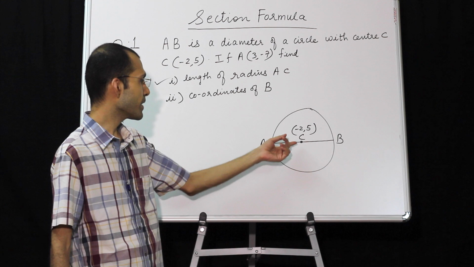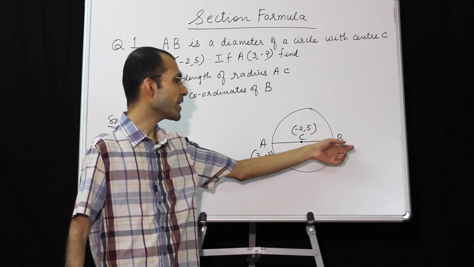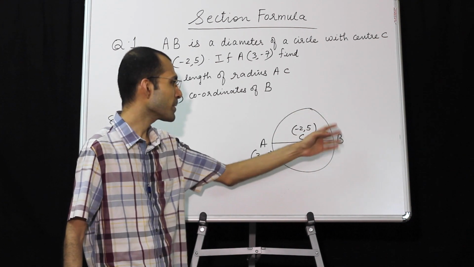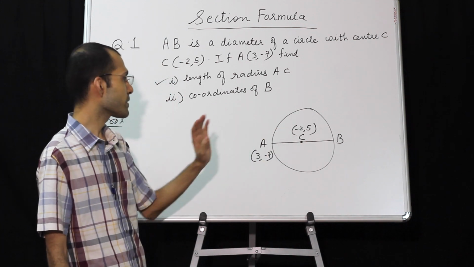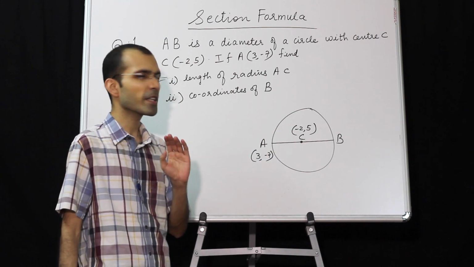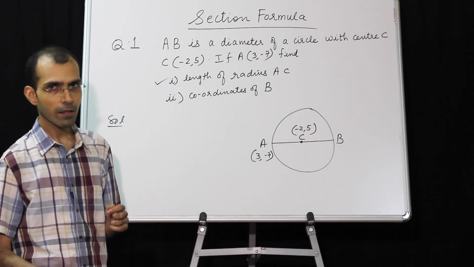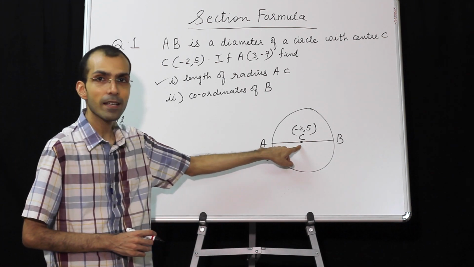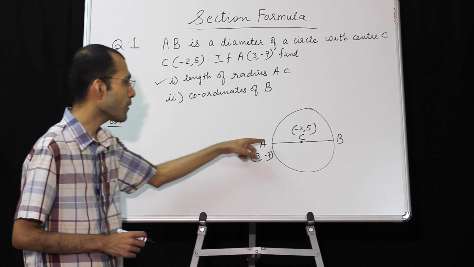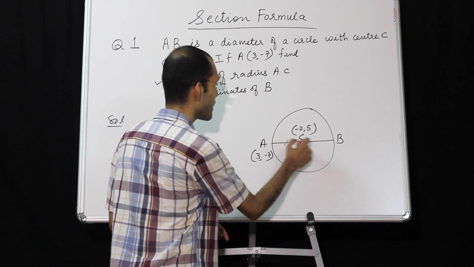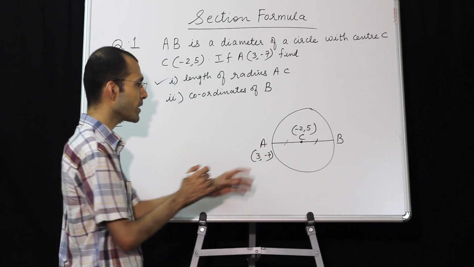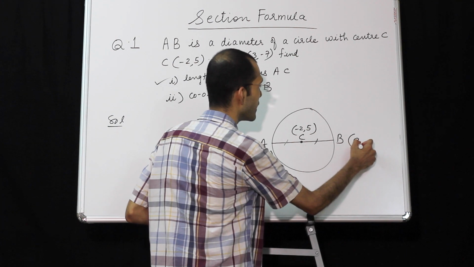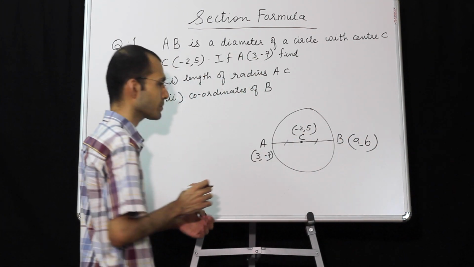Definitely, because C is the center. So you take B as x, y or P, Q and try to use distance formula and all that. It will become very, very tedious. The catch in the sum is C is acting as the midpoint of AB because C is the center. So what we do, we say let B be (a, b).